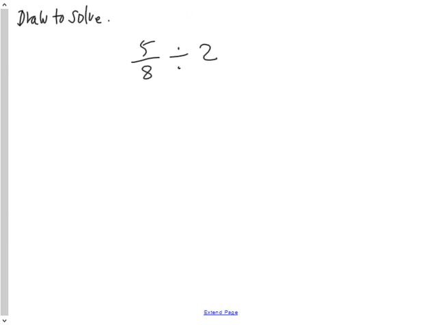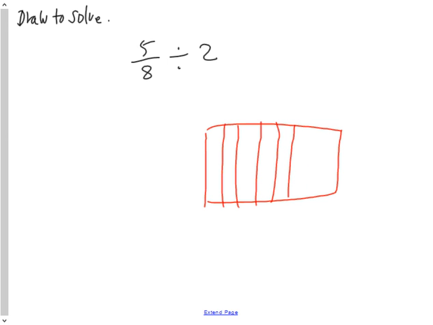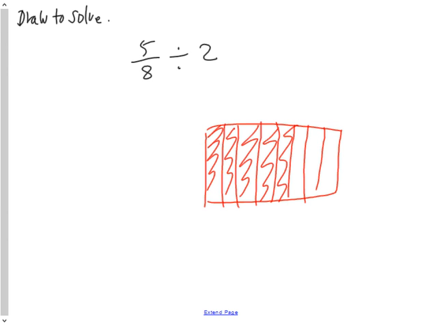The second question gives you 5/8 and says, what is 5/8 divided by 2? Or, another way to think of it is half of 5/8. When we drew it, we simply drew 5/8. So there's 1/8, 2/8, 3/8, 4/8. There's 5/8 of something, or slightly more than half.